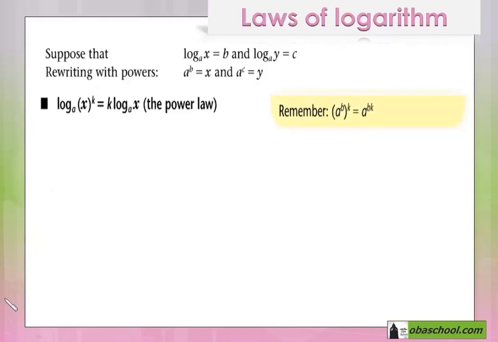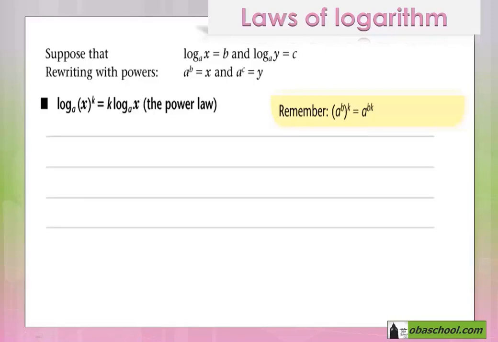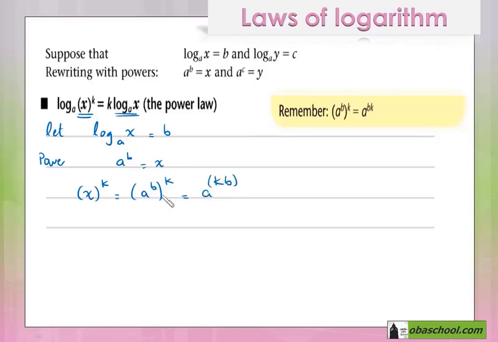Moving on to the third one, it is called the power law. Once you have log x to the power k to the base a, it would be k log x to the base a. And that is what we call the power law. So let log x to the base a be equal to b. Now let's use the power rule, and that would be a to the power b equal to x. And so x to the power k, in other words, is a to the power b all raised to the power k. And that would be a to the power k times b, since here we are multiplying indices. Again, this is also rules of indices.